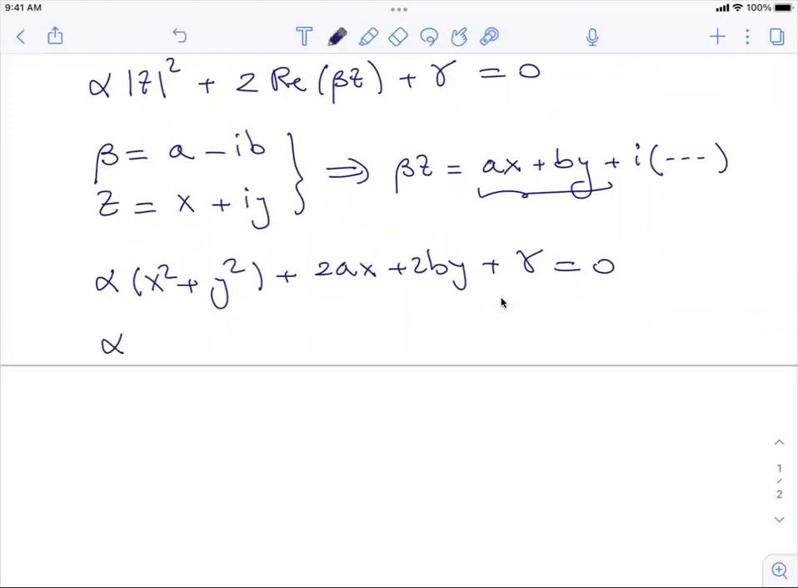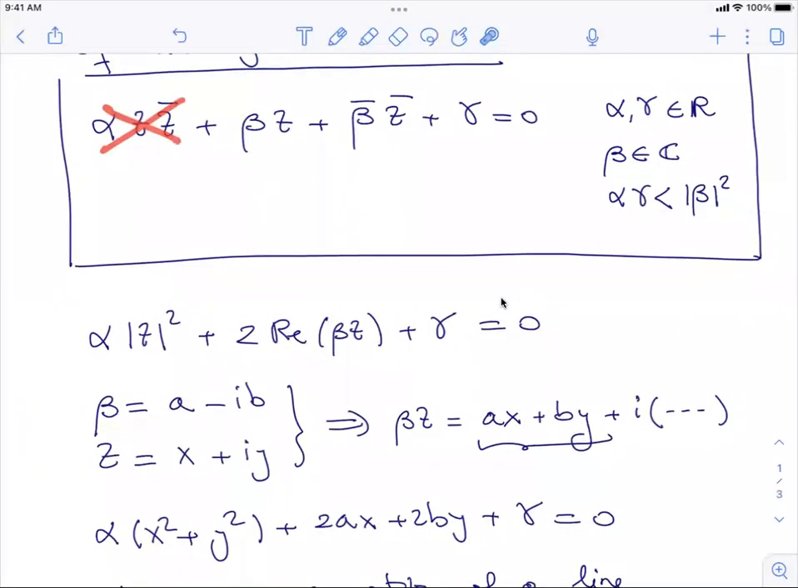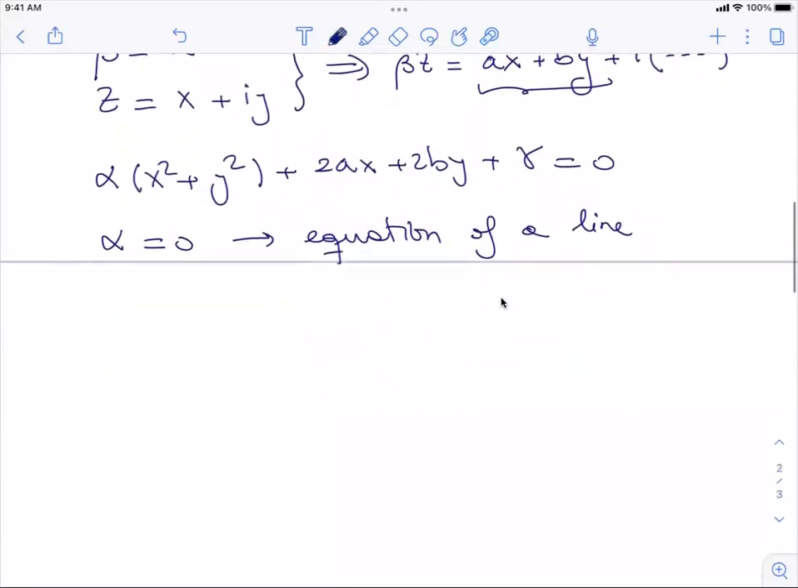Here, notice if alpha equals 0, we get the equation of a line, clearly. So if alpha is 0, this describes a line. And if alpha is different from 0, what happens? Let's identify more clearly the circle we are dealing with.